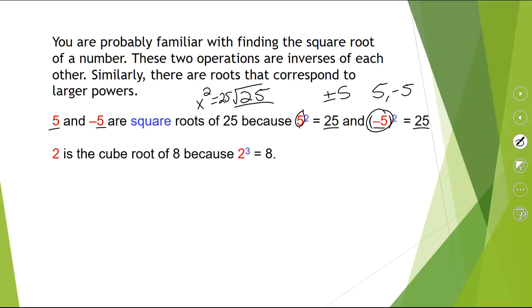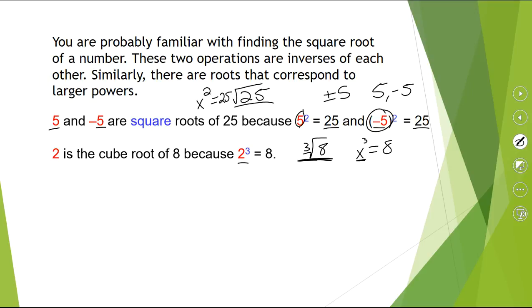So here we have 2 is the cube root of 8. What that means is if you take the cube root of 8, basically when I'm writing this, I'm asking you this question: what number would I cube to equal 8? So when you're trying to find a cube root of 8, that's essentially what you're asking yourself: what number can I take to the third power to equal 8? And the answer is only one number. It's just 2.